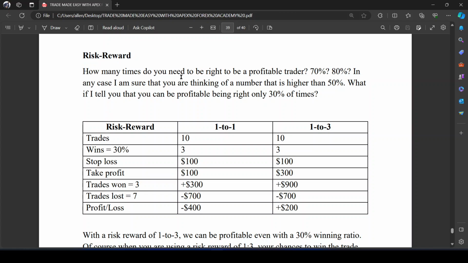Now, how many times do you need to be right to be profitable? This is a question that I have here. 70%, 80%? You don't need to be right 70% of the time or 80% of the time to be profitable. In fact, I'm sure that you are thinking of a number that is higher than 50%. What if I tell you that you can be profitable being right only 30% of the time? Yes, you can.